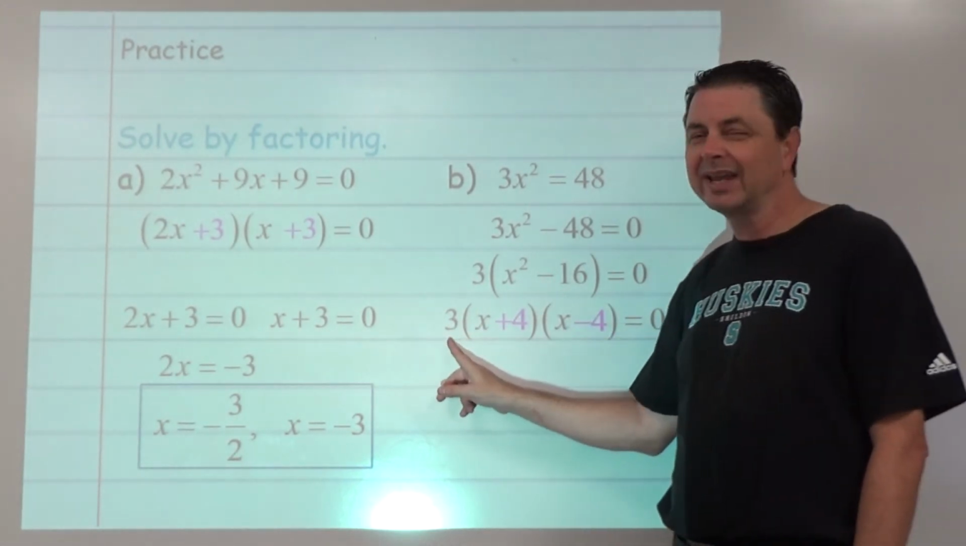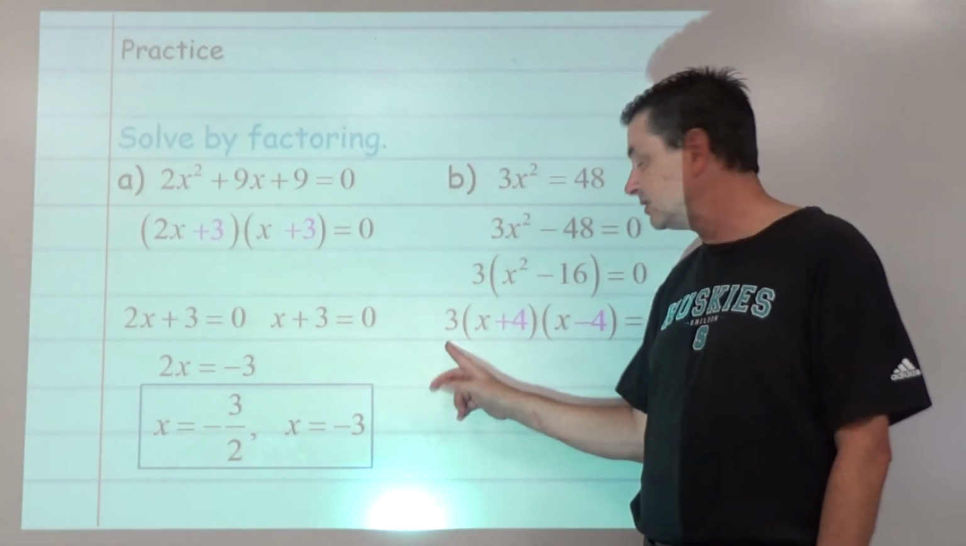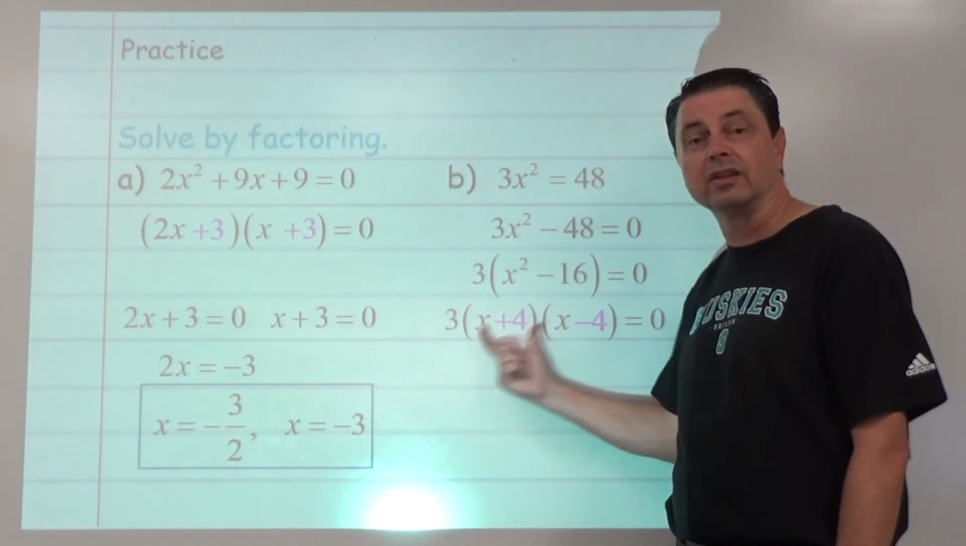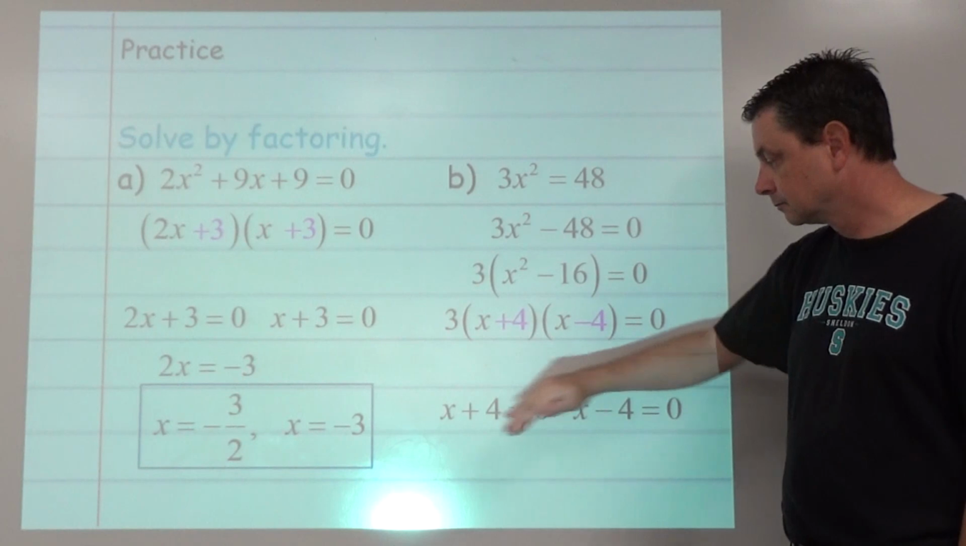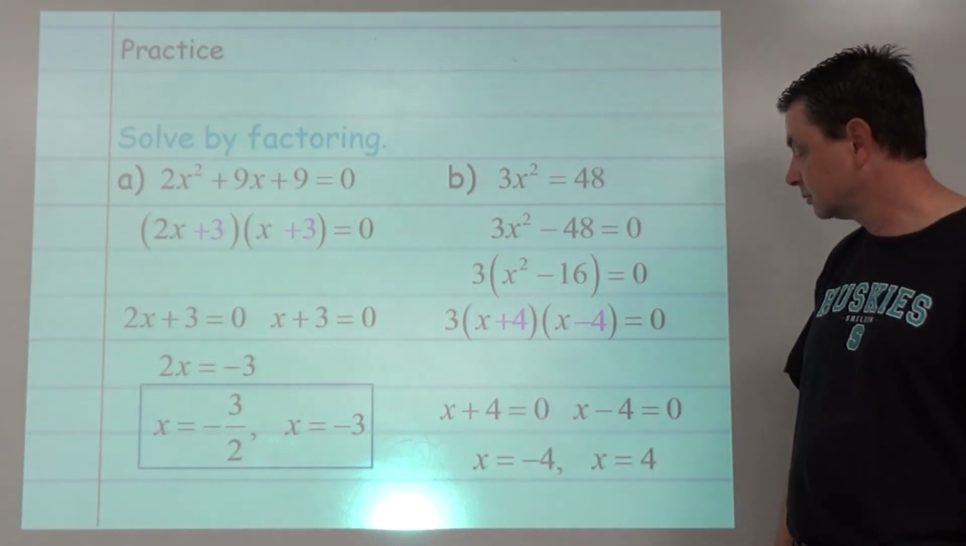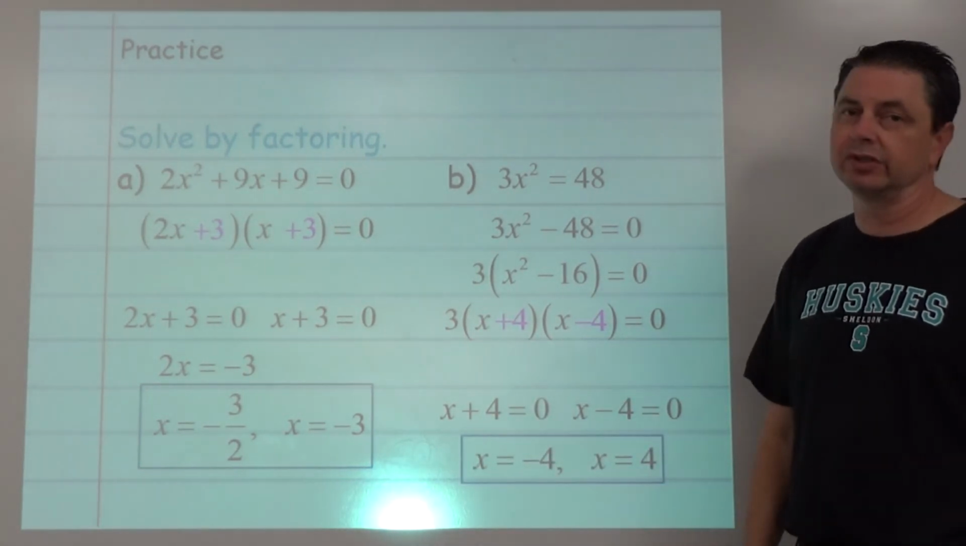Split them up. Can't really set 3 equal to 0. That doesn't make any sense. So we're really only going to focus on the factors that have x in them and solve from there. We've got our 2 solutions there.